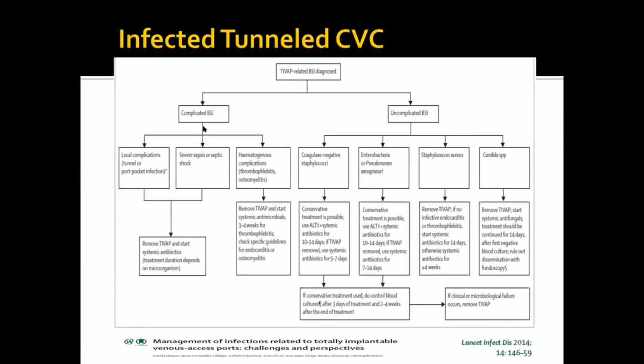If it is a complicated central line infection, then the line has to be removed. If it's uncomplicated, then it depends on what kind of organism. If the organism is Candida or Staph aureus, the line has to be removed. If the organism is gram-negative bacilli or coagulase negative staph, then you try to preserve the line. Give them systemic antibiotic plus antibiotic lock treatment. Repeat the culture after 2 to 4 days.